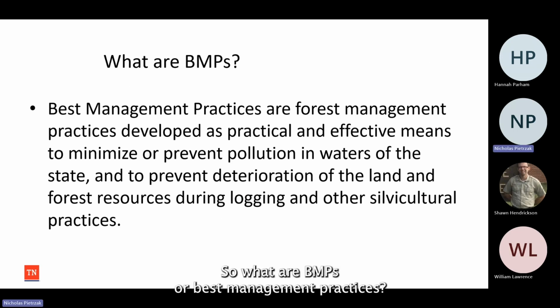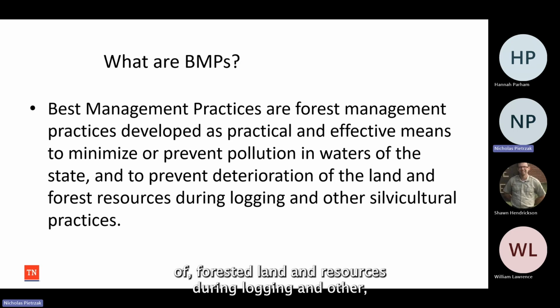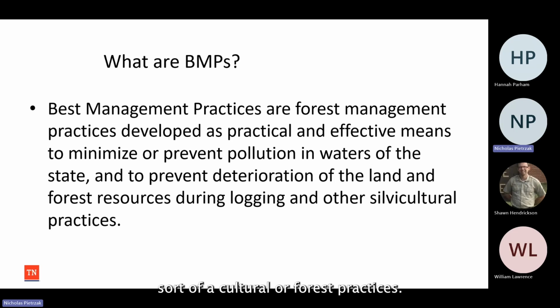So what are BMPs, or best management practices? Forestry BMPs are forest management practices developed to be practical and effective means of minimizing or preventing pollution in the forested waterways of the state, and to prevent further deterioration of forested land and resources during logging and other silvicultural or forest practices.